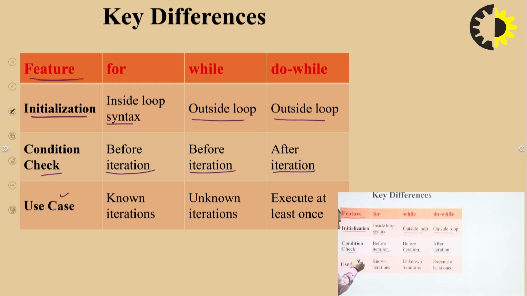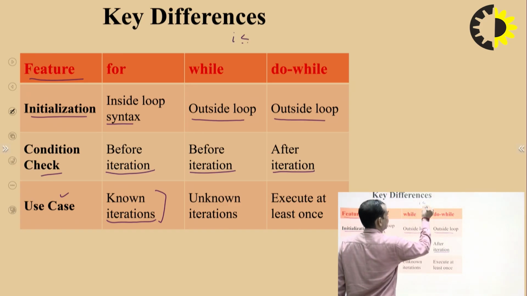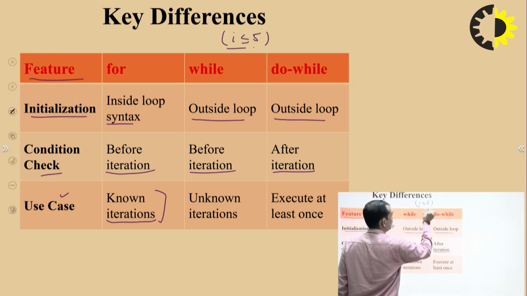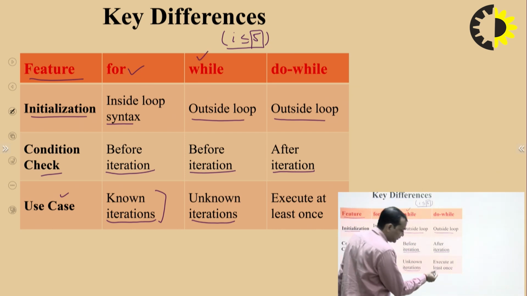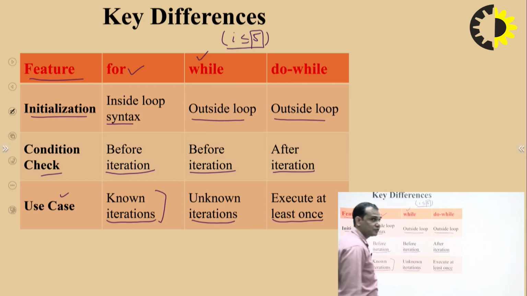In the use case for a for loop, if we know how many times we have to apply the iteration, suppose we are doing i <= 5, it means we have to execute till 5. So we know the iteration. If we know the iteration, we use the for loop. If we do not know the iteration, meaning the iteration value is unknown, then we use the while loop, or the do while loop, which will execute at least one time. So this is the main difference between the while and the do while loop.